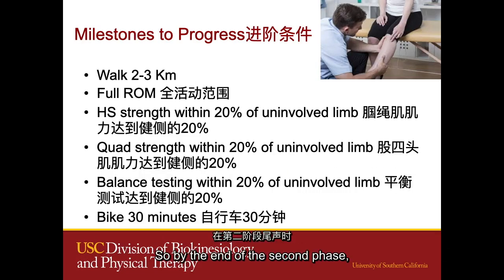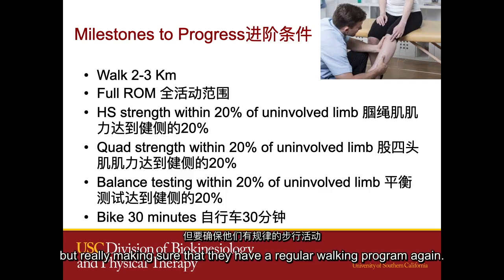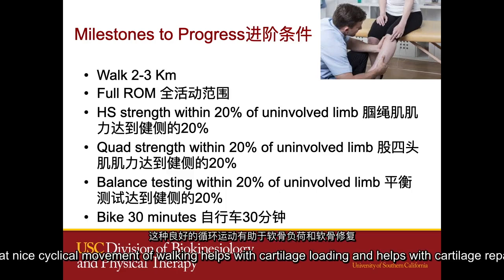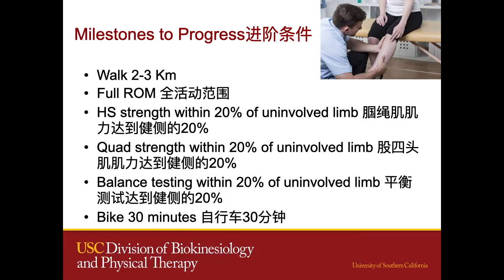So by the end of the second phase, we really want them walking up to 3 kilometers, and even more than that, but really making sure that they have a regular walking program. Again, that nice cyclical movement of walking helps with cartilage loading and helps with cartilage repair.